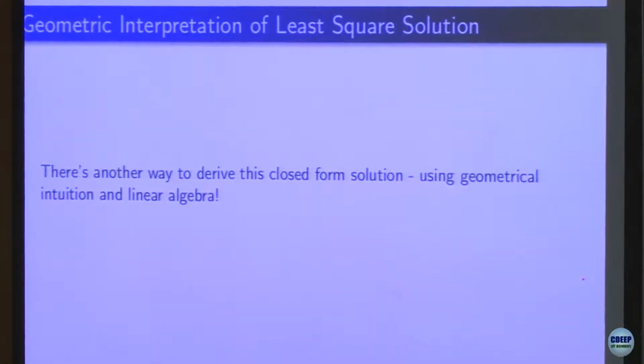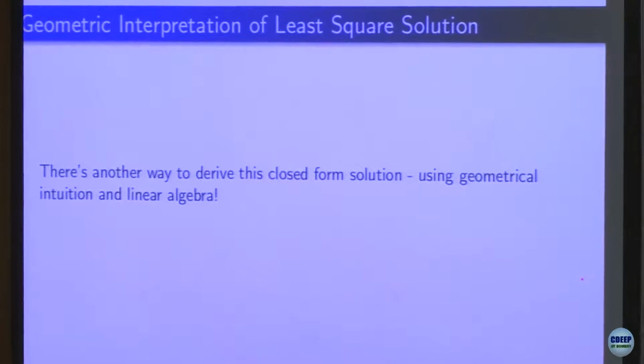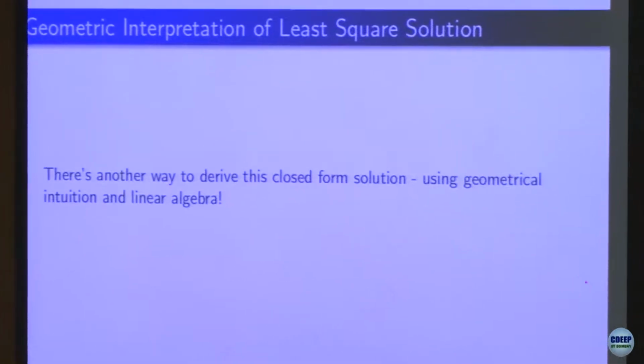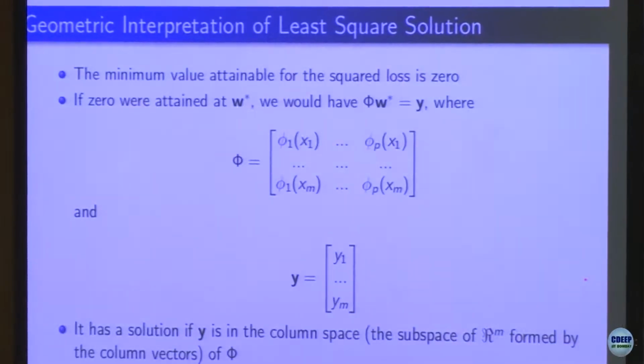So I'm going to show how this can be derived using simple geometrical intuition. It is basically based on this idea of column space. Let's say the W star where you seek the minimum, the error actually is 0.